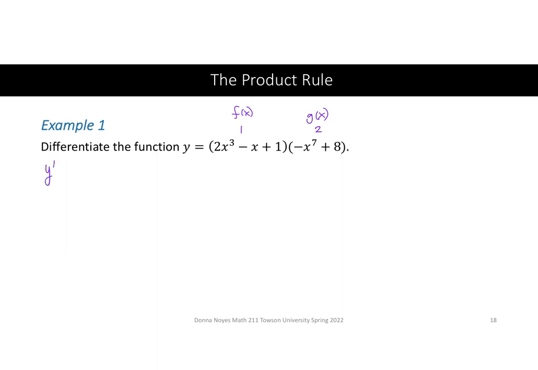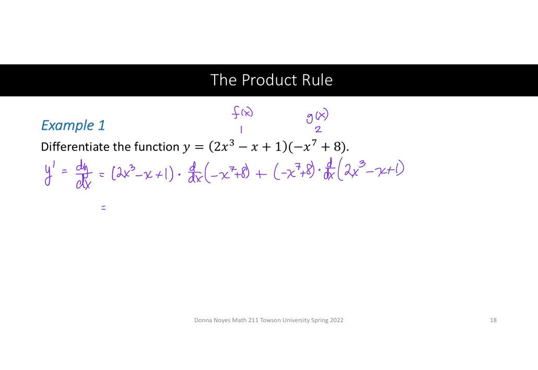So our derivative y prime, which we can also say is dy dx, whichever way you want to write it, would be the first, so 2x cubed minus x plus 1, times the derivative of the second, so I'm going to write it out this time, times d dx of negative x to the 7th plus 8, plus the second, which is negative x to the 7th plus 8, times the derivative d dx of the first, 2x cubed minus x plus 1.